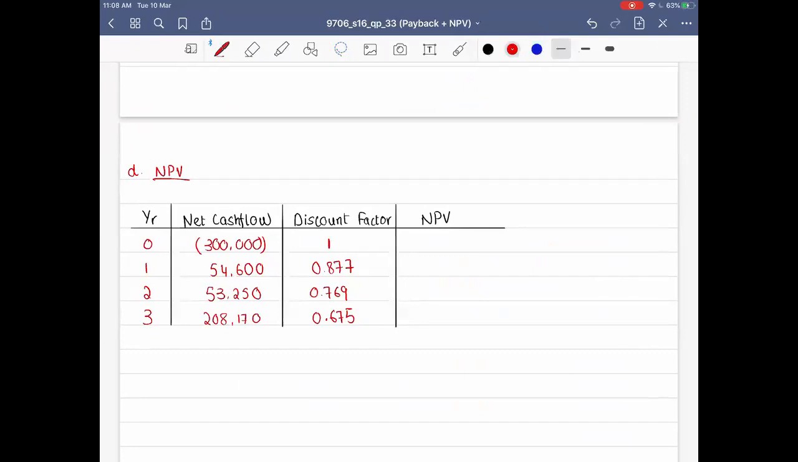So now we have the cash flows, guys, and we have the discount factors. Discount factor हमने किस rate पे लिया है? 14% पे. पहले साल year 0 में 300,000 into 1. The present value is its present value. Then 54,600 multiplied by 0.877. That is 47,884.